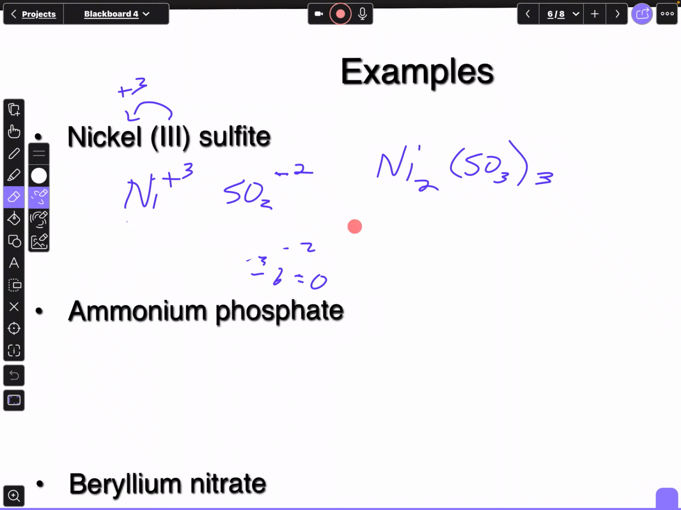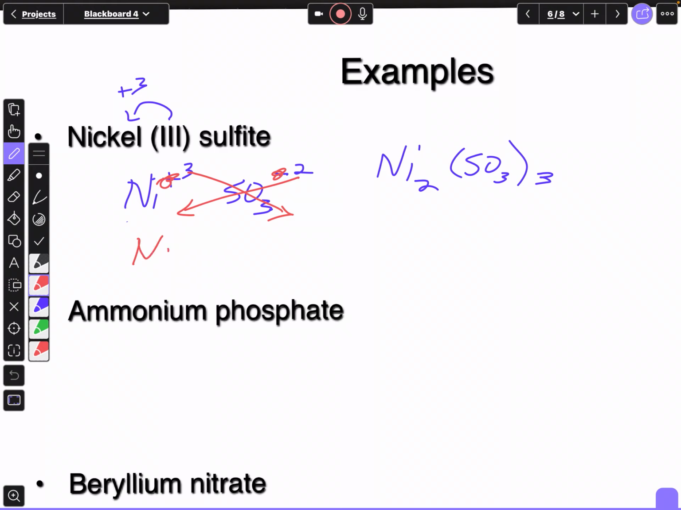Now if you do it the other way, then I'm going to cross my charges, leave the plus and minus off, don't mess with it. Bring the 3 here, the 2 here, and write my formula. Ni2, written as a subscript, tells me I need 2 nickel atoms, and SO3. Because look, if I didn't use parentheses, this is what I'd end up with: SO33. I mean, I have 33 oxygen atoms. That doesn't make sense, so I put parentheses around the formula of the ion.